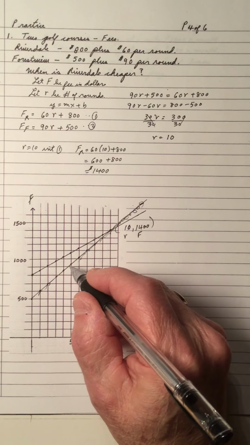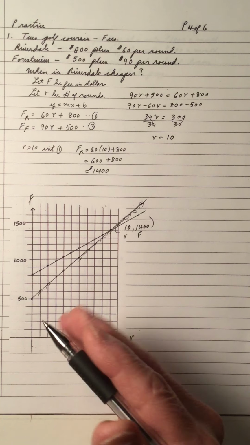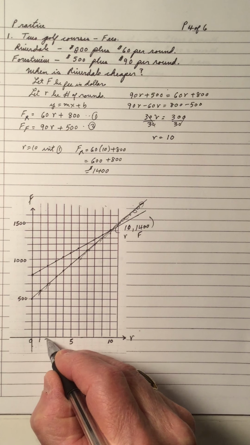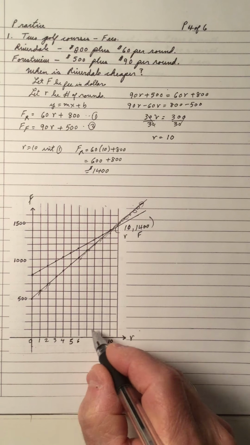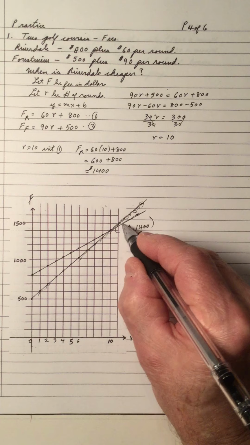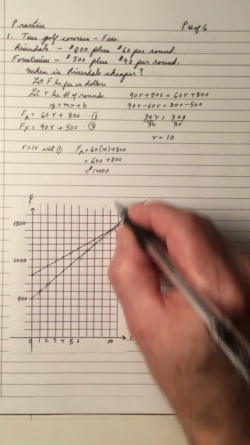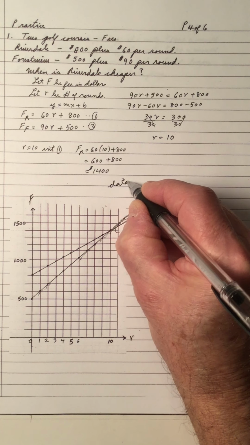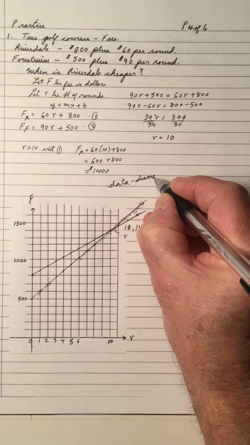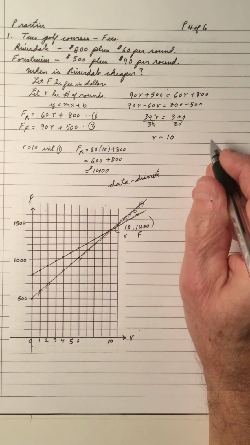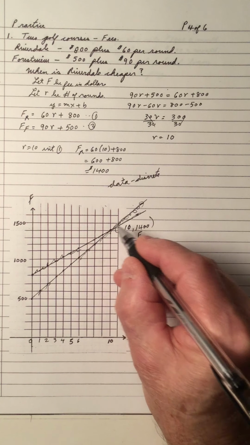I should only have a bunch of dots, because you don't play half a round and then pay some money. You can only pay 0, 1 round, 2 rounds, 3 rounds, 4 rounds, etc. And 6. So the shading on this is not correct. So the data here is what we call discrete. The data is discrete. It's not continuous. So we can only have dots. So these lines shouldn't be shaded. But they both intersect here.